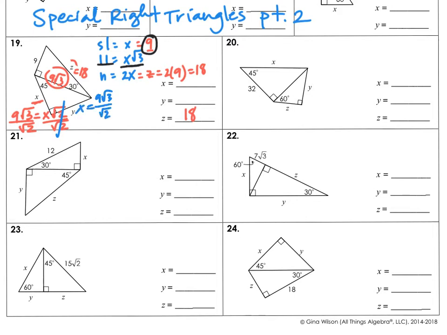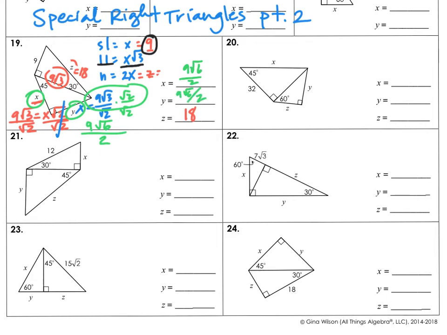In order to finish this, we've got to rationalize that denominator. So we're going to multiply by root 2 over root 2. When you multiply the top, you're going to get 9 root 6. You multiply the bottom, root 2 times root 2 is 2. That gives us x and also gives us y because they have to be the same. So I'm going to erase this. Our x and our y are 9 root 6 over 2.